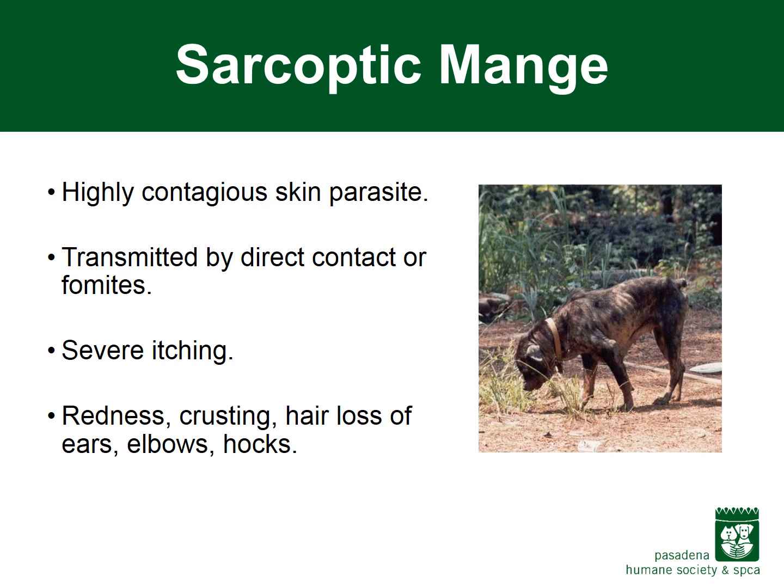Sarcoptic mange. It's a highly contagious skin parasite. You can see this picture here of this poor dog. It's transmitted by direct contact or by fomites. It causes severe itching and redness, crusting, hair loss of the ears, elbows, and hocks.